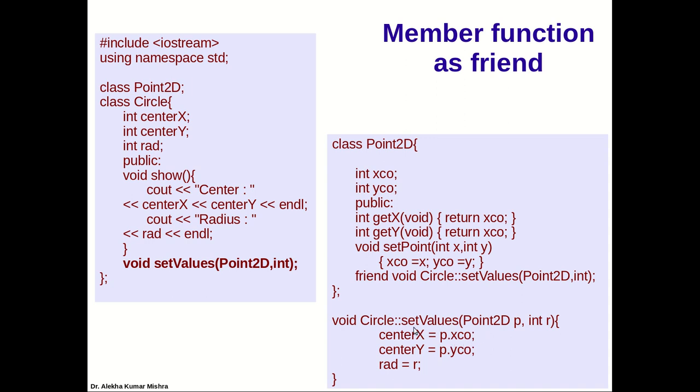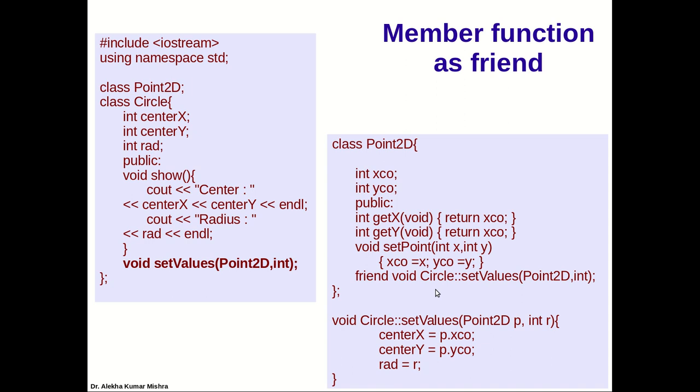You see that this function setValue is outside the scope of the class Point2D. But it can access the private data member directly because it's a friend function of this. Alright, so p.y coordinate, center y equal to p.y coordinate, and radius r. This is the use of friend function.